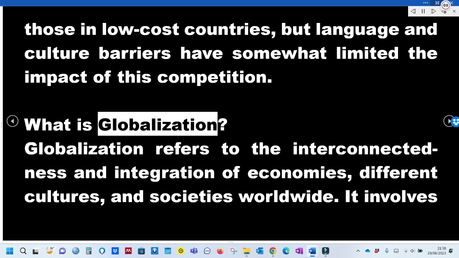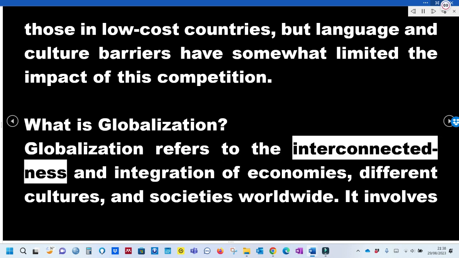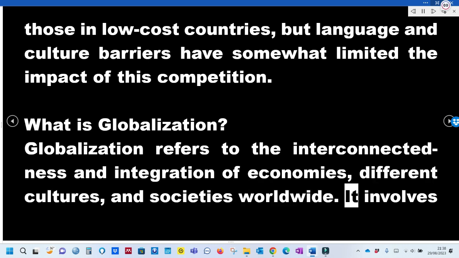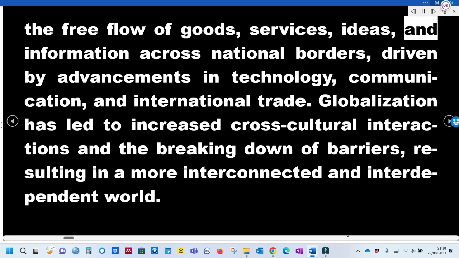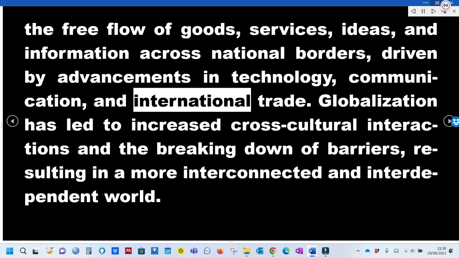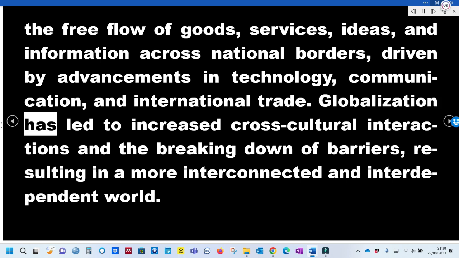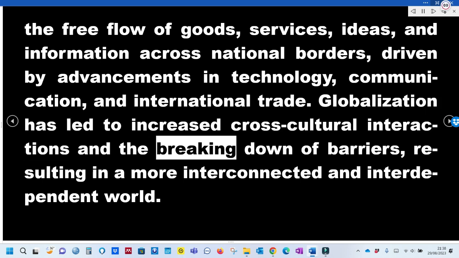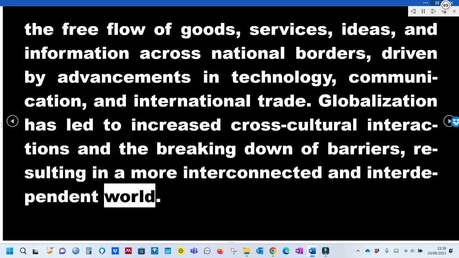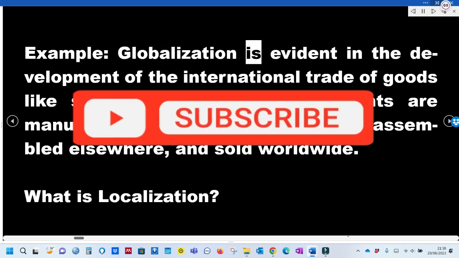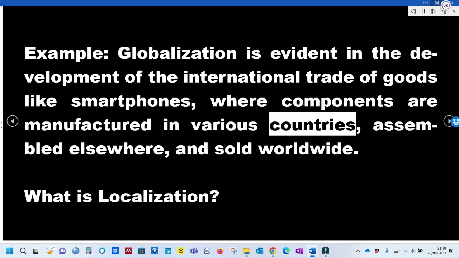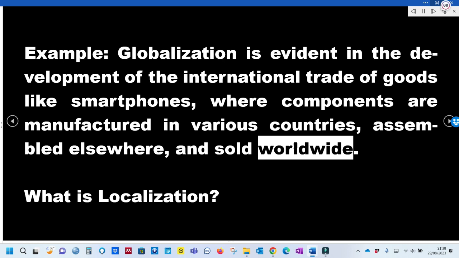What is globalization? Globalization refers to the interconnectedness and integration of economies, different cultures, and societies worldwide. It involves the free flow of goods, services, ideas, and information across national borders, driven by advancements in technology, communication, and international trade. Globalization has led to increased cross-cultural interactions and the breaking down of barriers, resulting in a more interconnected and interdependent world. Example: globalization is evident in the international trade of goods like smartphones, where components are manufactured in various countries, assembled elsewhere, and sold worldwide.